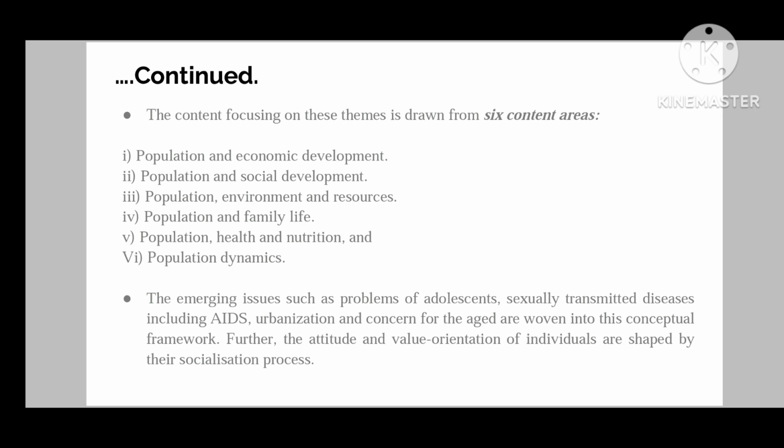Further, the attitude and value orientation of individuals are shaped by their socialization process. So the framework has focused on the following six content areas. Just as I have mentioned: population and economic development, population and social development, population, environment and resources, population and family life, population, health and nutrition, and population dynamics. The framework also focused on the problems of adolescents, especially AIDS, and also sexually transmitted diseases, etc.